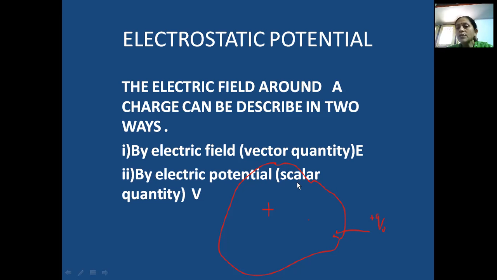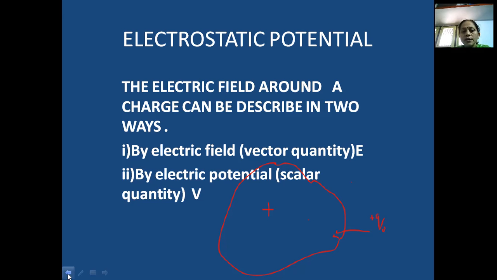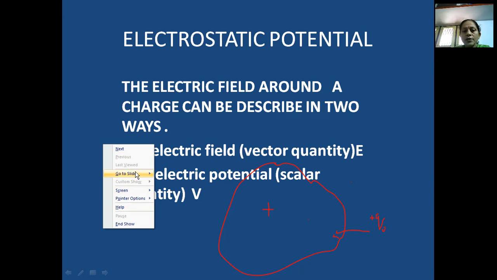Remember, vector quantity means which has a magnitude as well as direction. So we have to take direction into consideration when we are finding electric field with the help of the intensity formula. But when we are using electric potential, we have to take sign into consideration. That is, algebraic sum is to be used because it is a scalar quantity. Its magnitude can only be used. Now, in order to explain electrostatic potential more, let us consider a small charge plus Q. Okay, we will go to another slide.